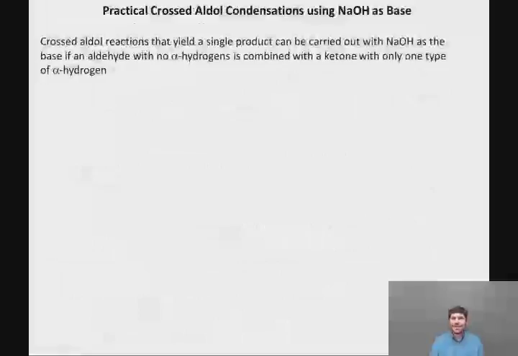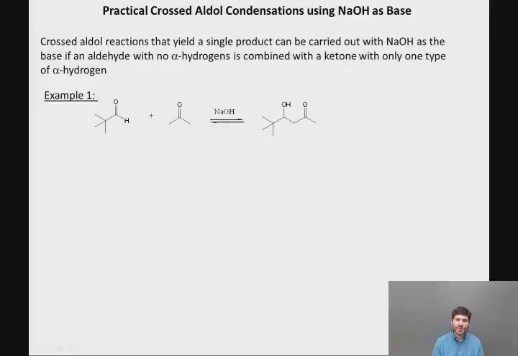The last question that I would like to consider in the context of this lesson is, can we do a practical, meaning high yielding, not giving 6 products, crossed aldol condensation using NaOH as a base, or is LDA the only option? The answer to that is that crossed aldols that yield a single product can be carried out with NaOH as the base under a couple of very specific conditions. Namely, that an aldehyde with no alpha hydrogens needs to be combined with a ketone with only one type of alpha hydrogen. Okay, so we're going to look at 2 examples.